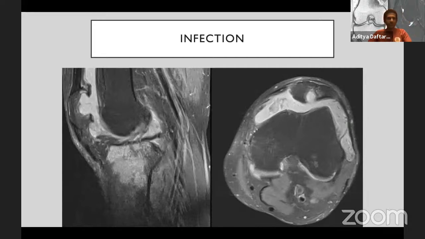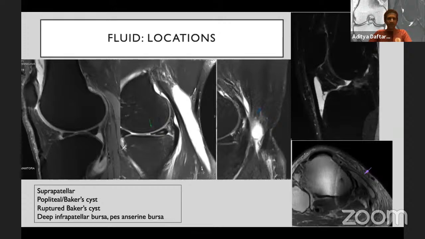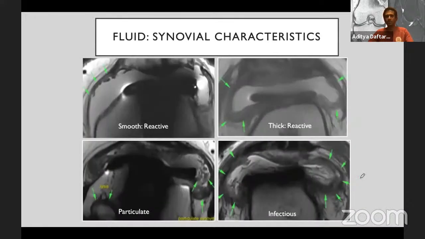In infection, you can see actual scalloping of bone and erosive changes along with a big synovitis. And in fluid, the common areas we'll see fluid are the suprapatellar recess and posteriorly in a Baker's cyst. Now remember, when you have patients with Baker's cysts and leg pain, look to see if that fluid is leaking or if there's more edema behind, because leaking Baker's cysts can cause a lot of pain. So a ruptured Baker's cyst with streaky edema like this is an important thing to identify. And then you can have the deep infrapatellar bursa here, and you can have pes anserine bursal fluid. So these are some common locations for fluid in normal and abnormal situations.